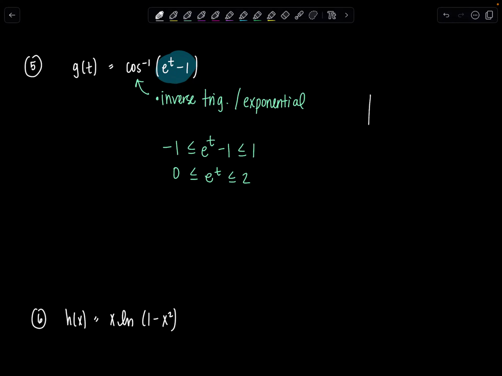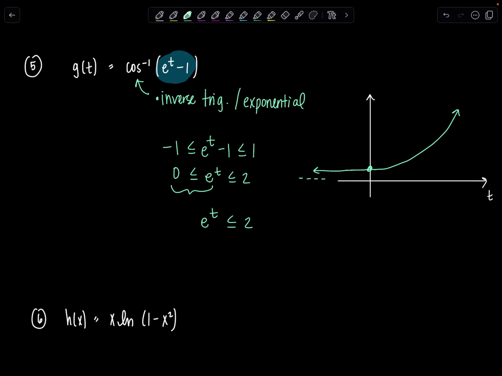Now, do you remember the graph of e to the t? I'll say this is t. And then e to the t goes through 0, 1, exponential function. And then remember, we have a horizontal asymptote over here. So it's never negative. Why is that important? Because I can drop this part of the inequality. Saying e to the t has to be greater than or equal to 0 is redundant. It automatically is. So I only need to solve e to the t is less than or equal to 2.